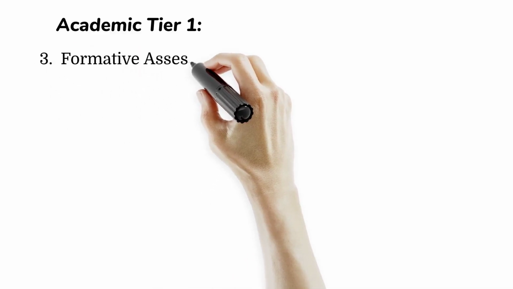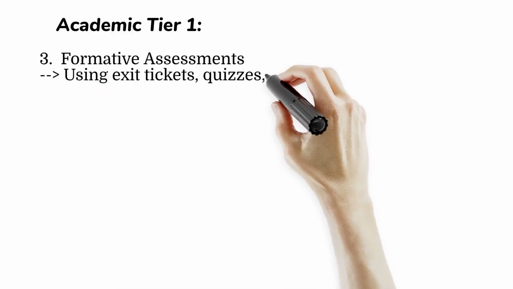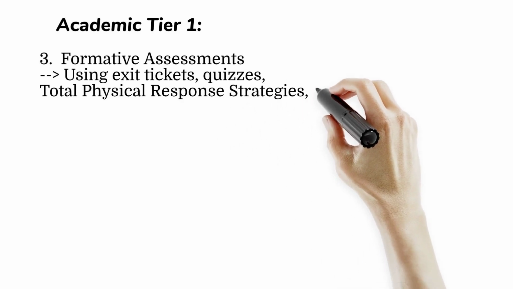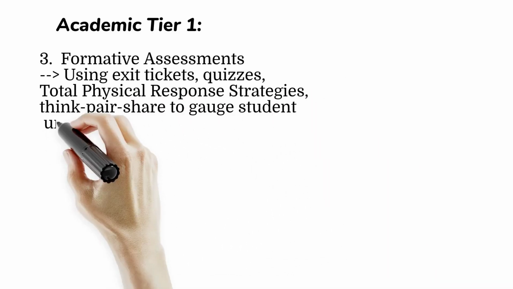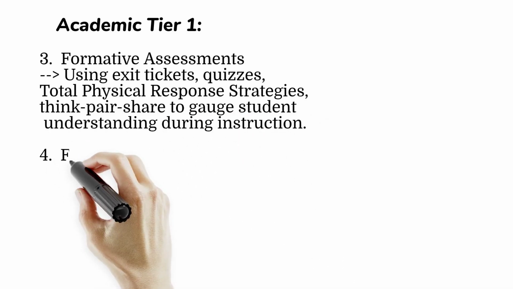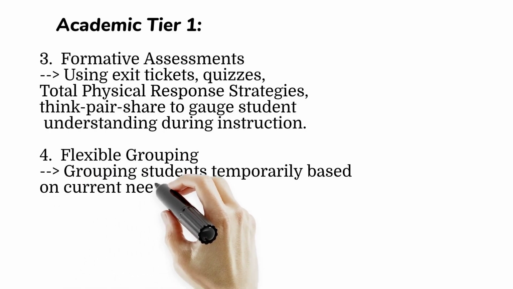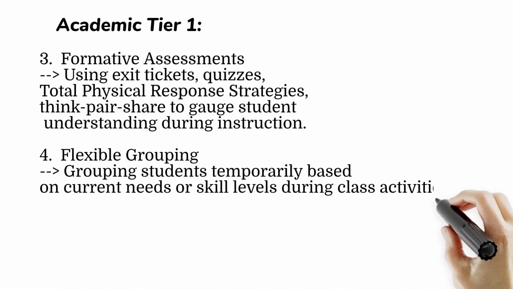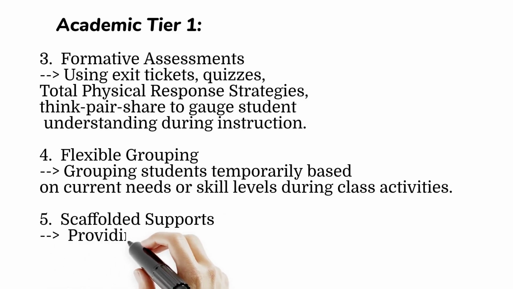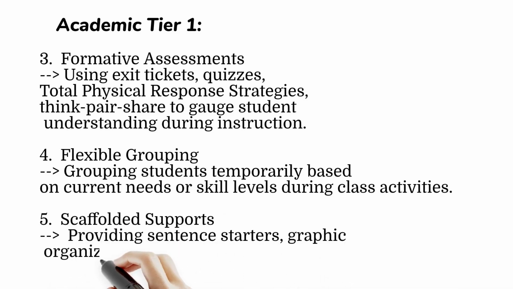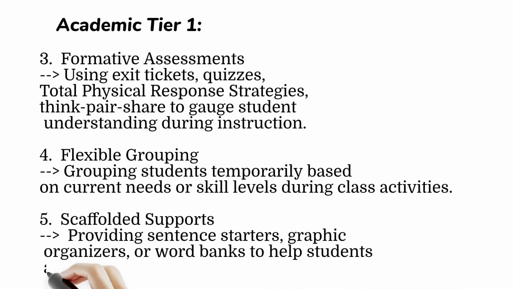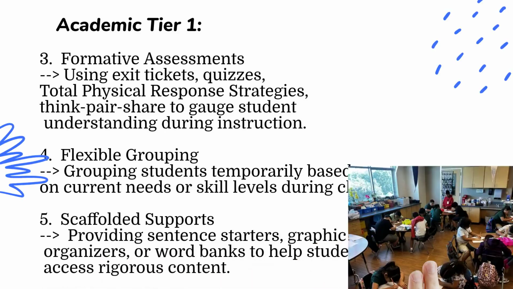3. Formative assessments. For example, using exit tickets, quizzes, total physical response strategies, think, pair, share to gauge student understanding during instruction. 4. Flexible grouping. For example, grouping students temporarily based on current needs or skill levels during class activities. 5. Scaffolded supports. For example, providing sentence starters, graphic organizers, or word banks.